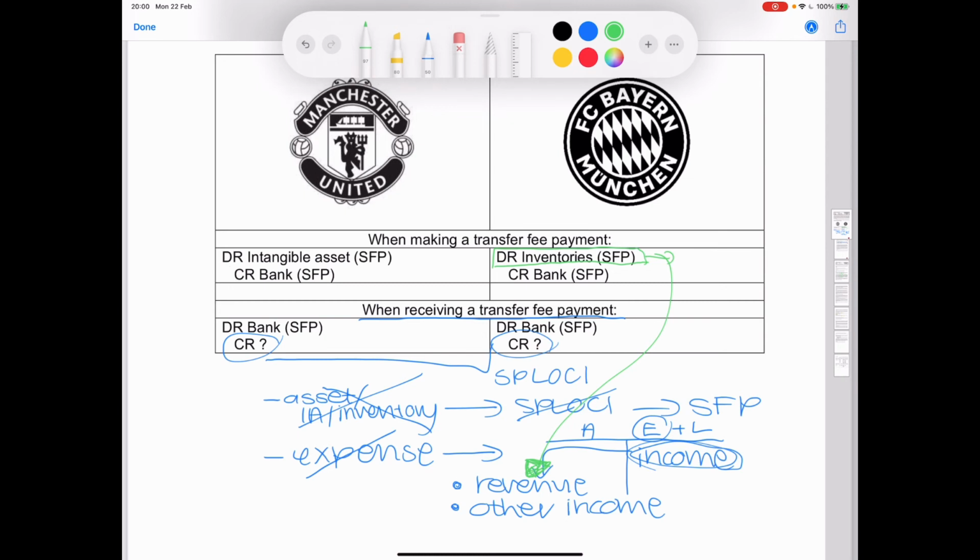For Manchester United, they record the contracts with the players as part of intangible assets, meaning that when they sell these contracts, the credit journal for this would be profit on sale of the intangible assets. However, you cannot say that this is the answer because this is not a line item in the statement of profit or loss and other comprehensive income. It forms part of the other income line item.